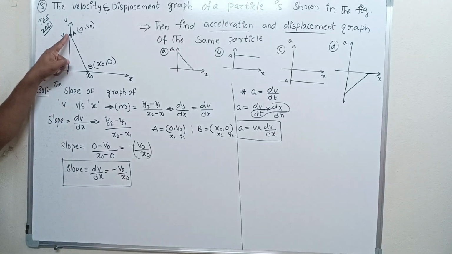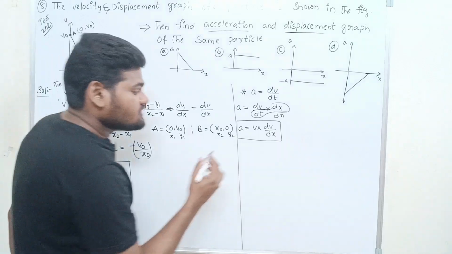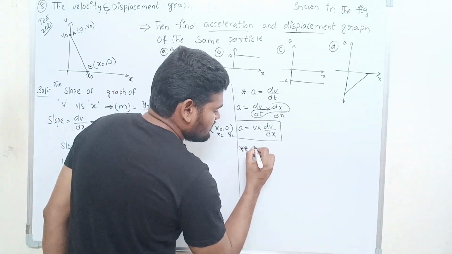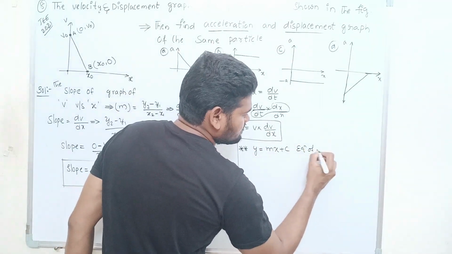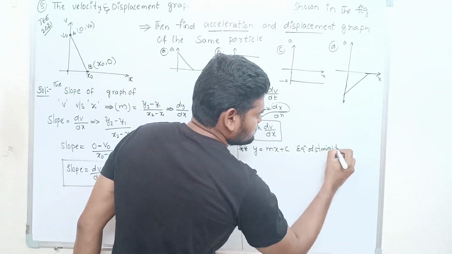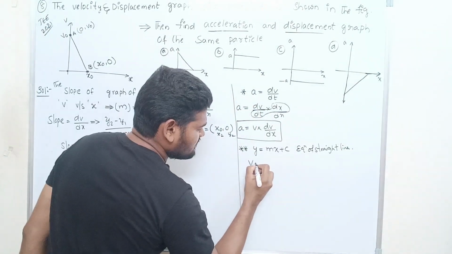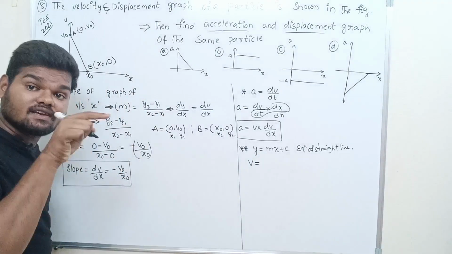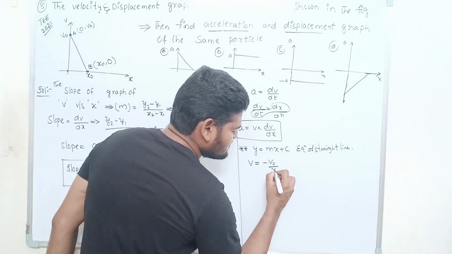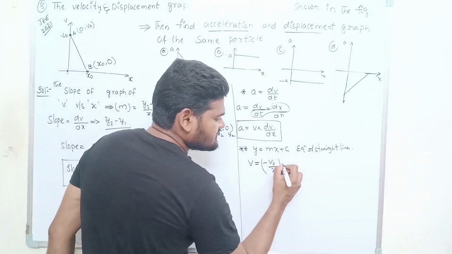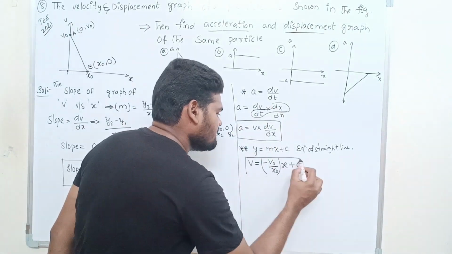Have a look. The graph we have is a straight line. So we have the equation for a straight line. What is that? y is equal to mx plus c. So this is the equation of a straight line. Along the y-axis, we have velocity. V is equal to m, which means slope. What is the value of slope we got? Minus v naught by x naught into x, along the x direction, plus c. So this is the equation of velocity.